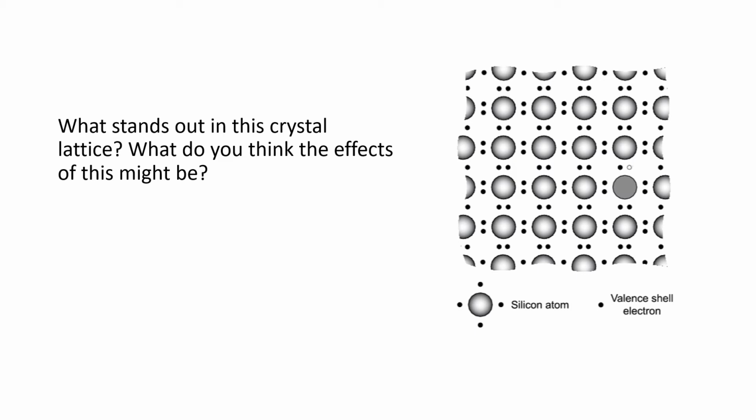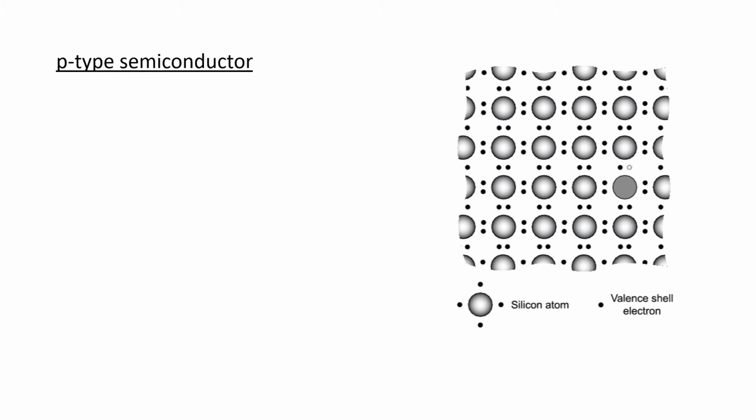Take another careful look at this picture. What stands out in this crystal lattice? What do you think the effects of this might be? This crystal lattice has been doped with an atom which has 3 valence electrons in its outer shell. Now remember, all of the other atoms here have 4 electrons in their outer valence shell, and all of the atoms will covalently bond.